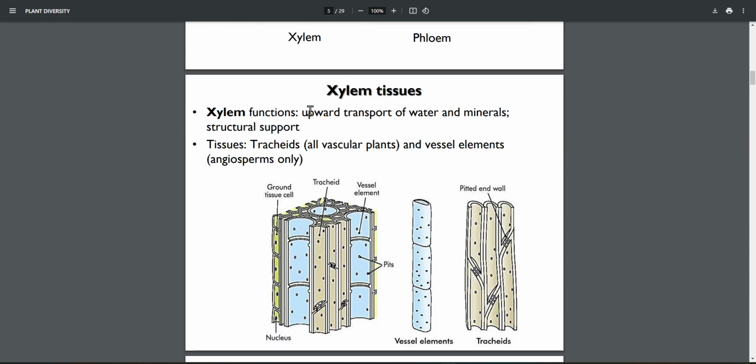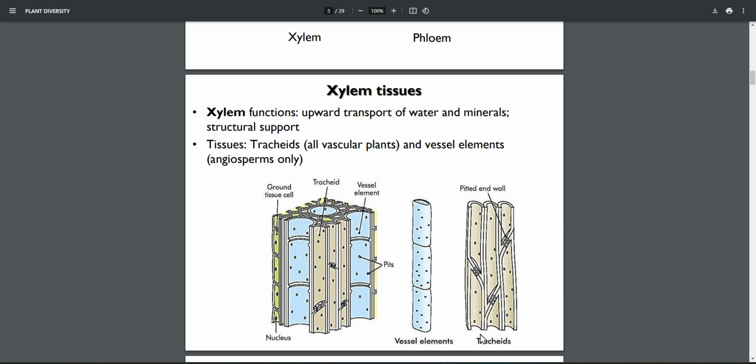Xylem functions in upward transport of water and minerals, just like I said before, and structural support, the lignin, if you remember. There are two kinds of tissues for xylem. We have the tracheids, which are present in all vascular plants, and the vessel element, which is only in angiosperms. But angiosperms have both of these, okay?